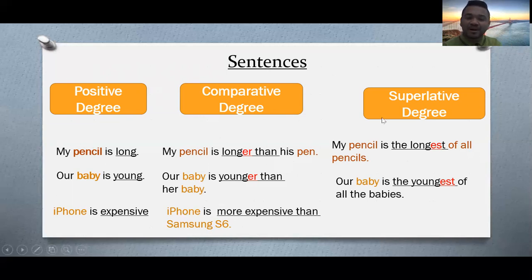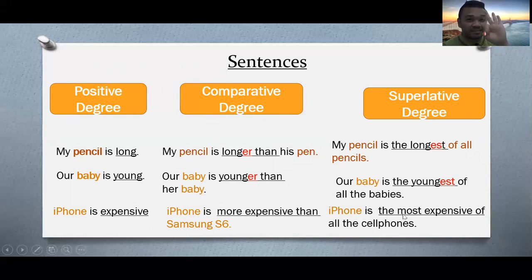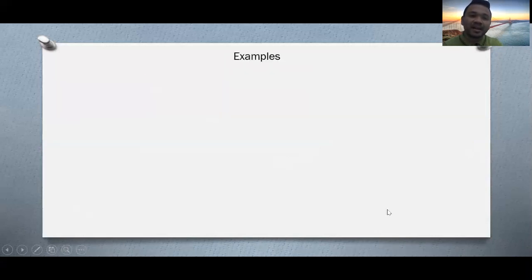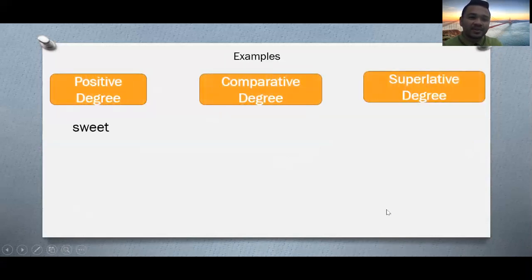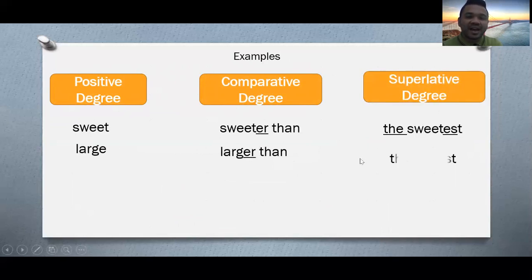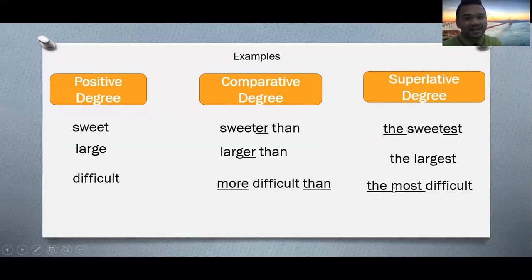And same thing with superlative degree. iPhone is the most expensive of all the cell phones. Why the most? Because expensive again has three syllables. With three syllables, when we're talking about superlative degree, you have to add the most and the adjective. Take a look. So again, sweet, sweeter than, the sweetest, large, larger than, the largest, difficult, more difficult than, and then the most difficult. Why? Difficult. Three syllables.